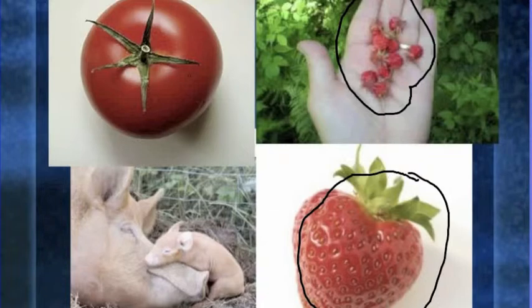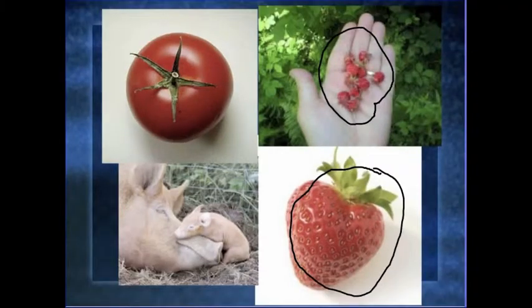We've also selectively bred tomatoes. We've also genetically modified tomatoes, which I will talk about in a moment. We also selectively breed livestock so that they have the characteristics that we would like. For pigs, they may be leaner so that they produce more meat. For cows, it may be that they produce more milk, just to give a couple of examples.